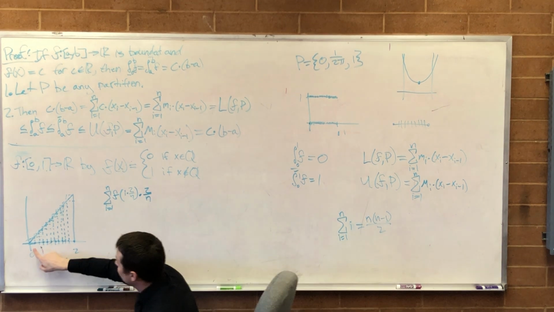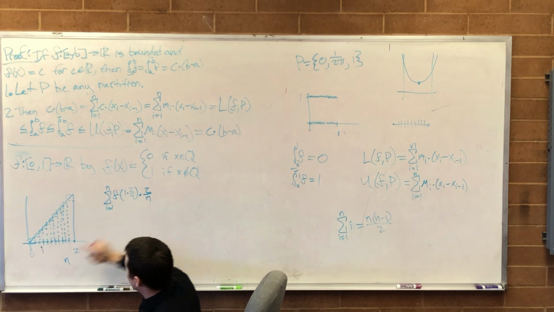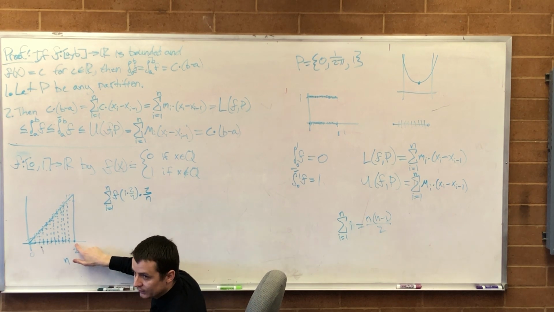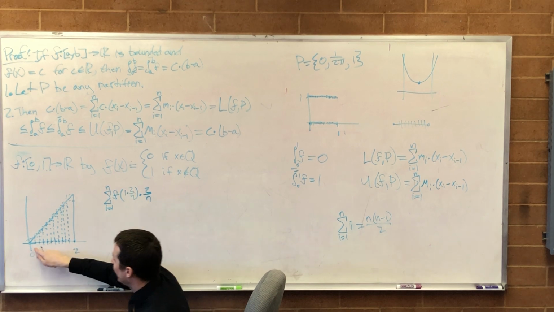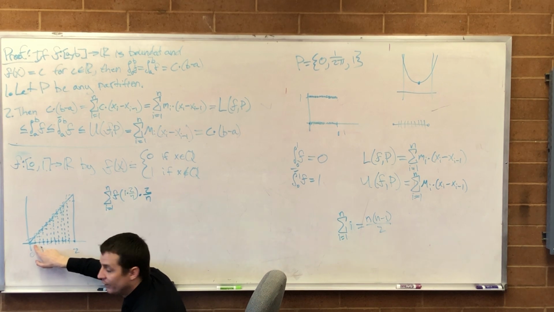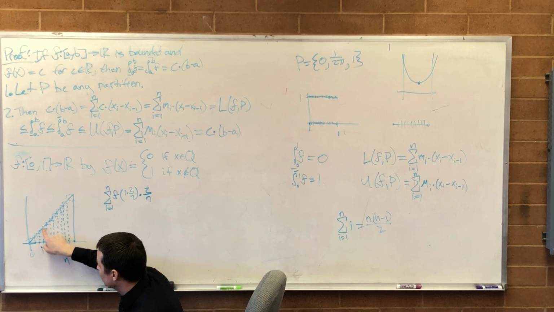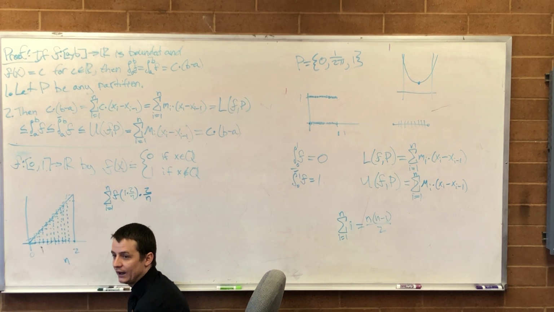This is the height of the ith triangle. This is the width of the ith triangle. Notice all the triangles have the exact same width, so that's easy. The width is always 2 over n. It's the height that changes. The height is the value of the function here for the first rectangle. It's the value of the function here for the second rectangle. It's the value of the function here for the third rectangle. You see that? Good?